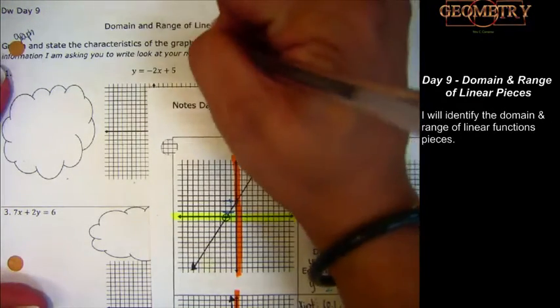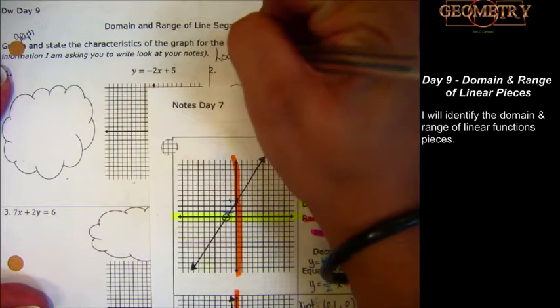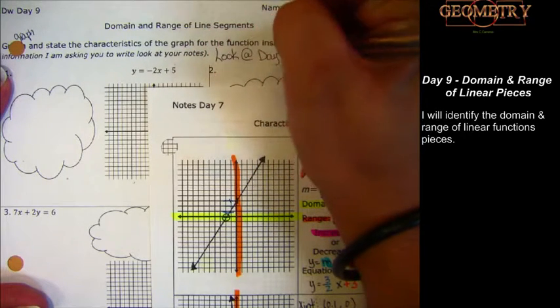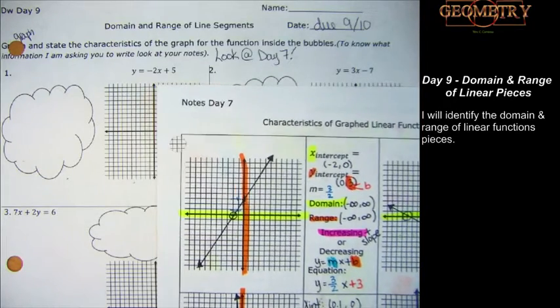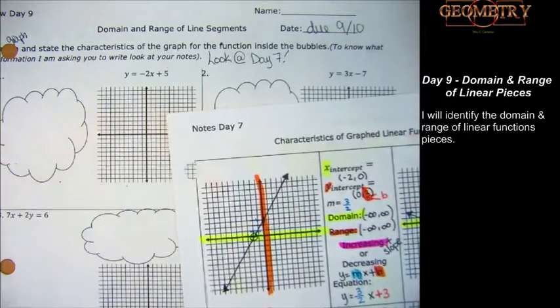If you're not sure what you're supposed to be putting in, please take a look at the notes for day 7. That's the information that goes in your thought bubble clouds. Okay? Make sure that you grasp the line.